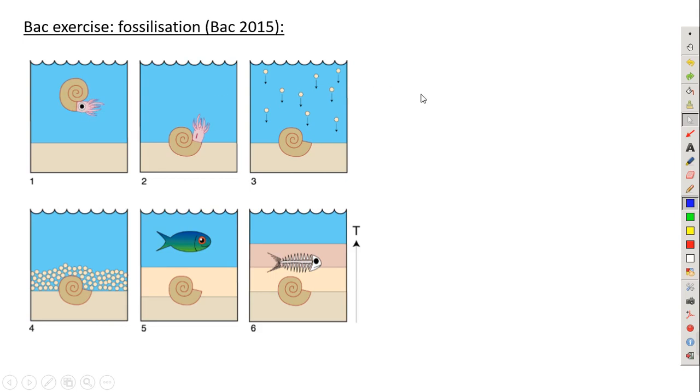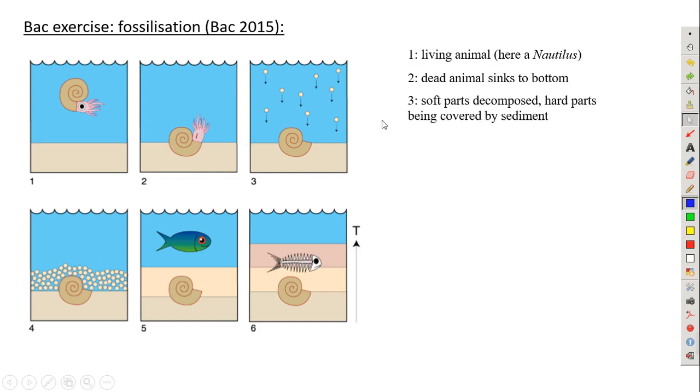It's a nautilus. So step one, we have a living animal, here a nautilus. So for the purpose of the storytelling, let's call him Jack. So Jack lived a happy life. He was swimming around in the ocean, but unfortunately one day he died. He then sank to the bottom. This is step two, where we can see poor Jack, who has died and has sunk to the bottom. So the soft parts will decompose, however the shell will be preserved.